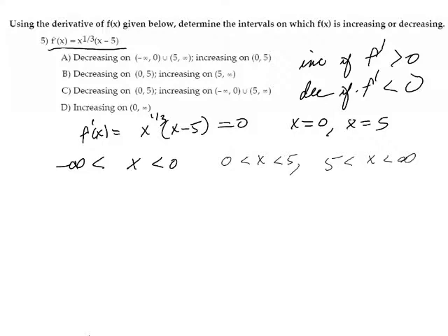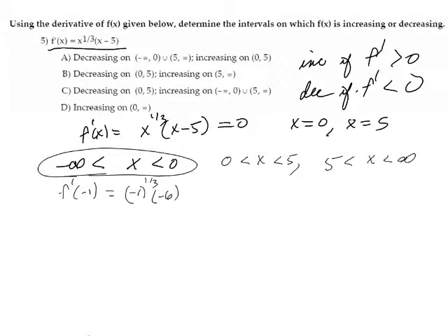And now calculate f prime at minus 1. We need to have a test point between minus infinity and 0. The easiest place to check is at minus 1. So that's minus 1 to the 1/3 times minus 6. Well, the cube root of minus 1 is minus 1, so this is more than 0, so it's increasing.